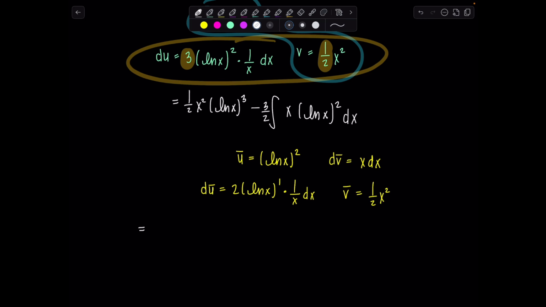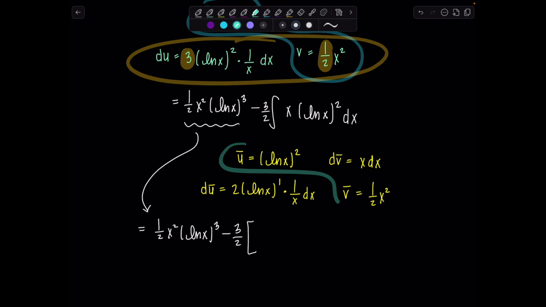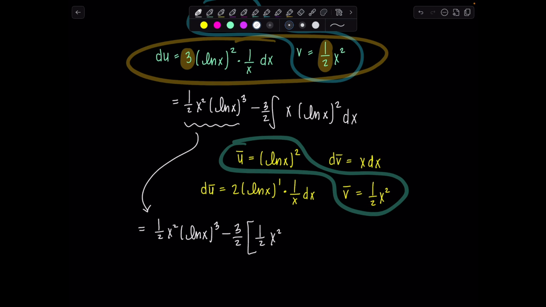So then what do we have? Don't forget, this guy's waiting patiently for us out front. 1/2 x squared ln of x cubed minus 3/2, and then put like a nice little bracket for yourself. So we have u bar v bar, that's going to be 1/2 x squared ln of x squared minus integral. Ooh, this time it's very lovely. Do you see the loveliness?